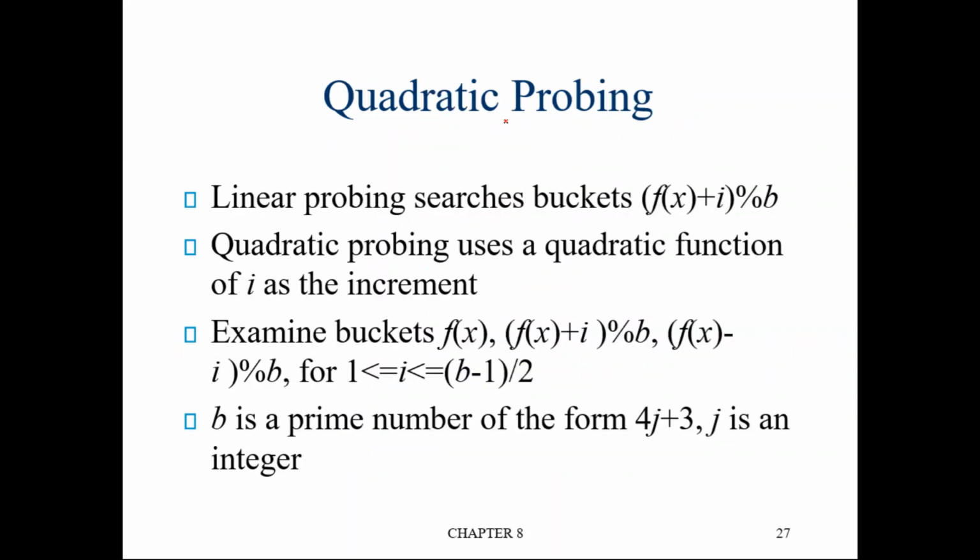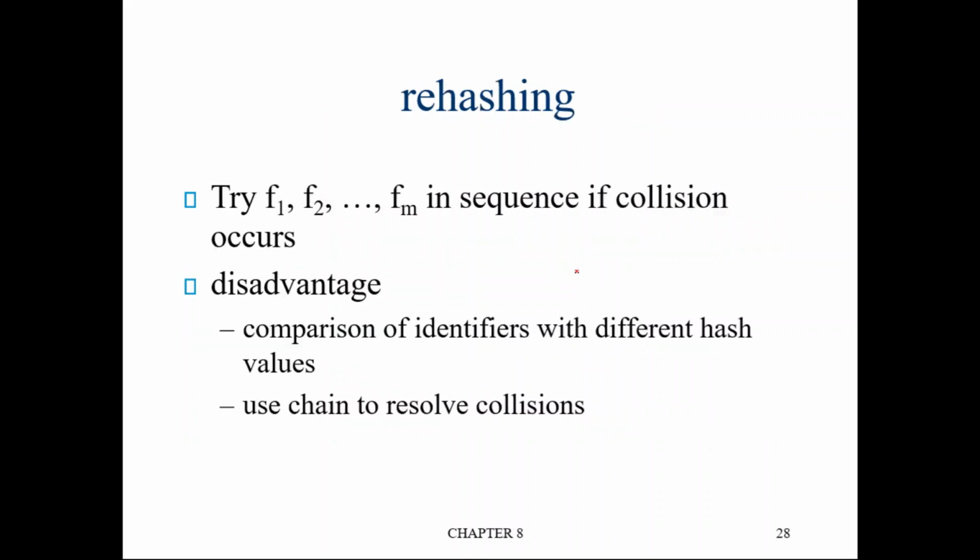So there are many improvements suggested. You can also do quadratic probing. In quadratic probing, it says that instead of using a linear equation, use a quadratic equation. Okay, and there is a technique called rehashing. Rehashing says that whenever there is a collision, you use some other hash function.